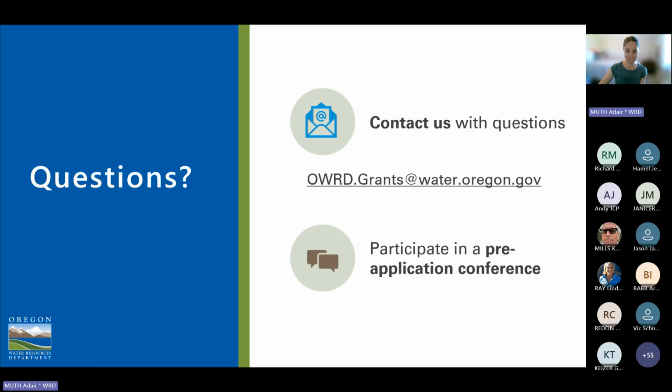That was a lot of information. Always happy to talk with folks about project ideas and whether they're a good fit for our grant programs. The best way to contact us is through our email address, owrd.grants@water.oregon.gov. This goes to all of our grant staff, and we can provide you a more timely response.